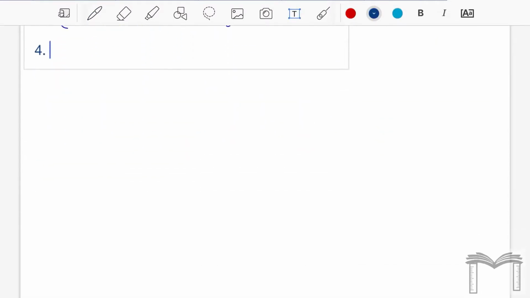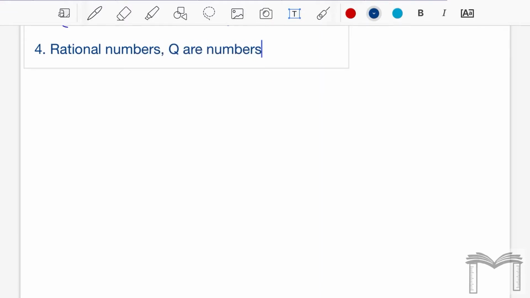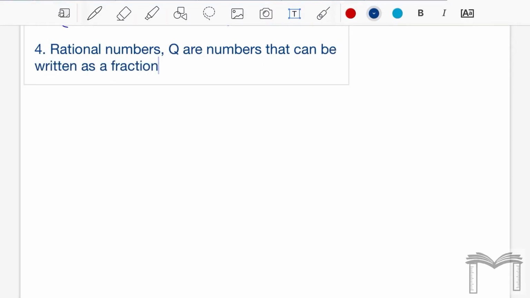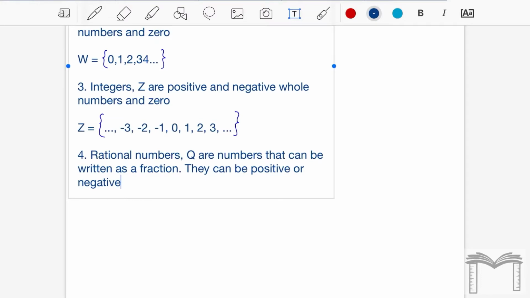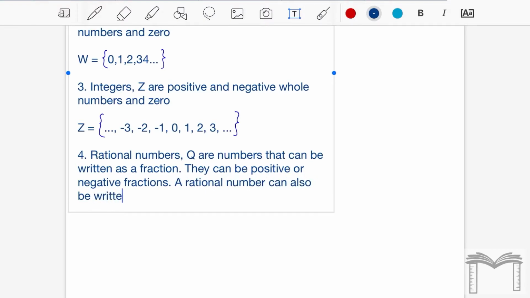Then we have rational numbers, represented by capital Q. These are numbers that can be written as a fraction. They can be positive or negative fractions. A rational number can also be written as a decimal. So a rational number is any number that can be written as a fraction or decimal. Now these will include the positive and the negative integers as well.